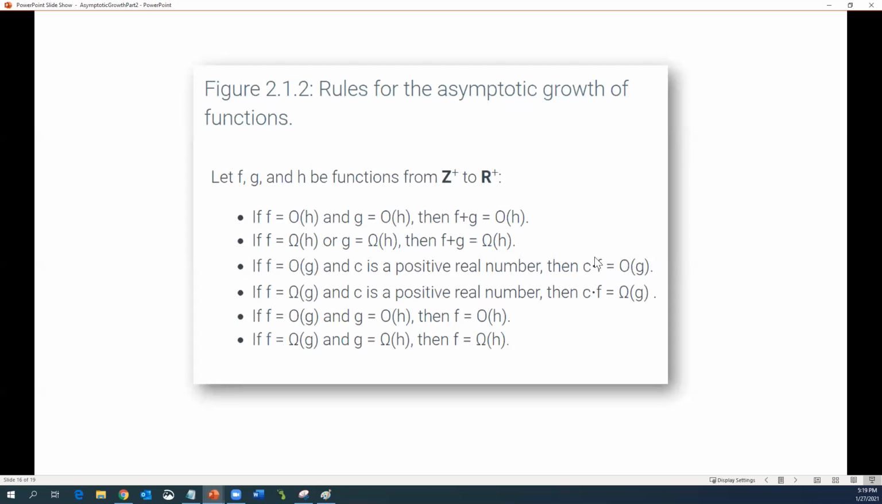Same thing for O, and then also for omega. And we could prove that pretty easily because, in the proof, we're talking about putting a constant in front. So anyway, that's hopefully kind of obvious.